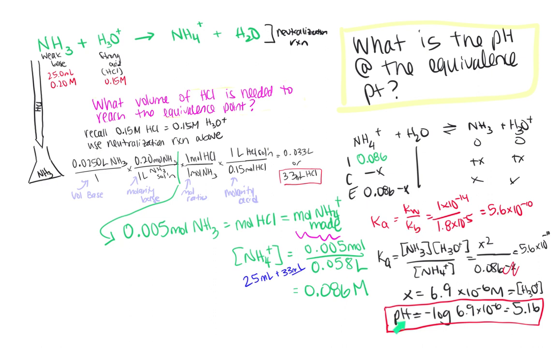And then you can solve, your pH ends up being 5.16 at the equivalence point, which is what we would expect from a strong acid weak base titration. The pH is going to be lower than 7 at the equivalence point.